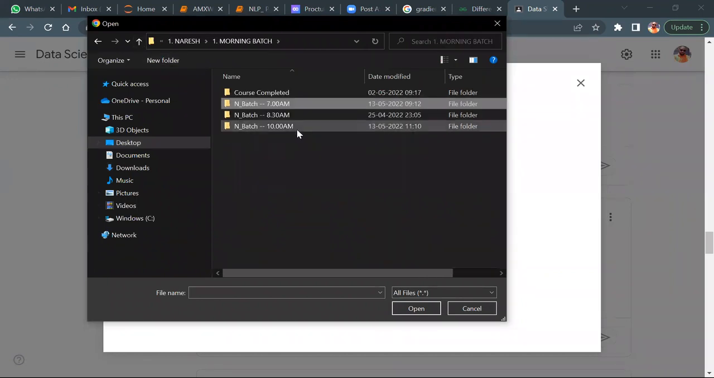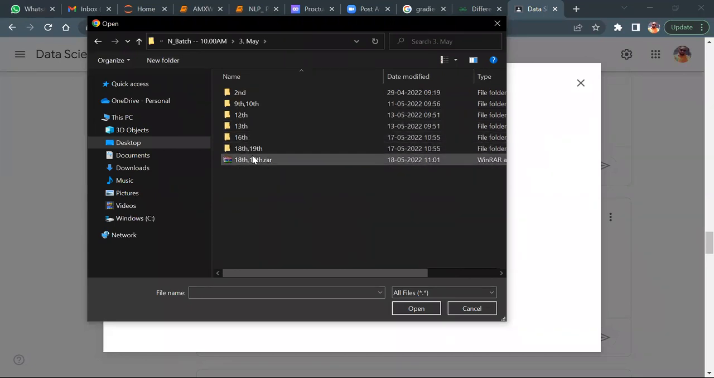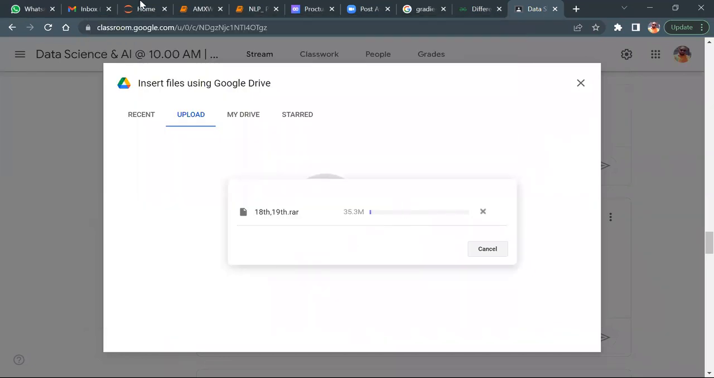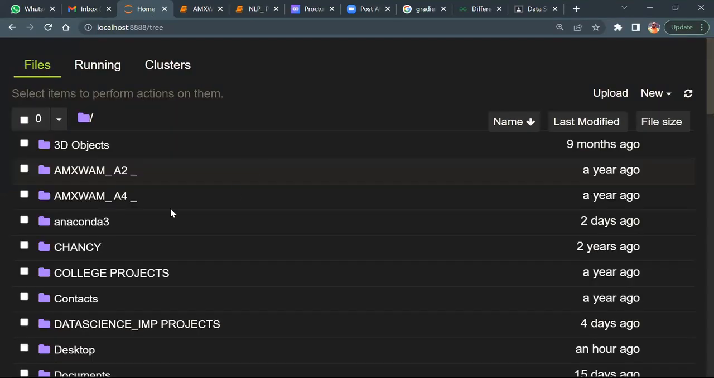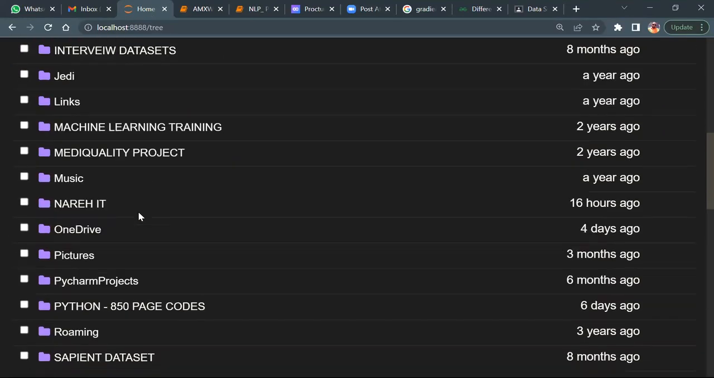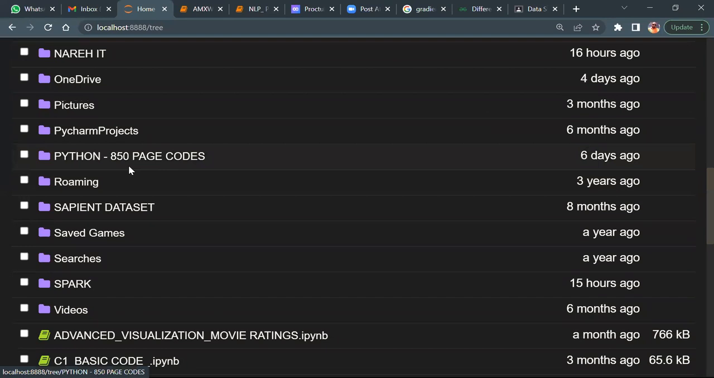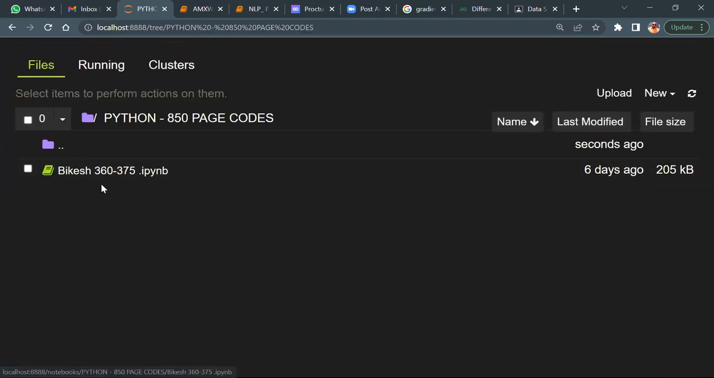Sorry, you guys are at 10 a.m. Yeah. See, guys, I just created a folder. In the main home page, I created a folder, something like Python 850 pages codes. Guys, do you see this? Python 850 page codes. Thanks, Sundar, because my other students are doing it, because he completed 360 to 375 pages, guys.